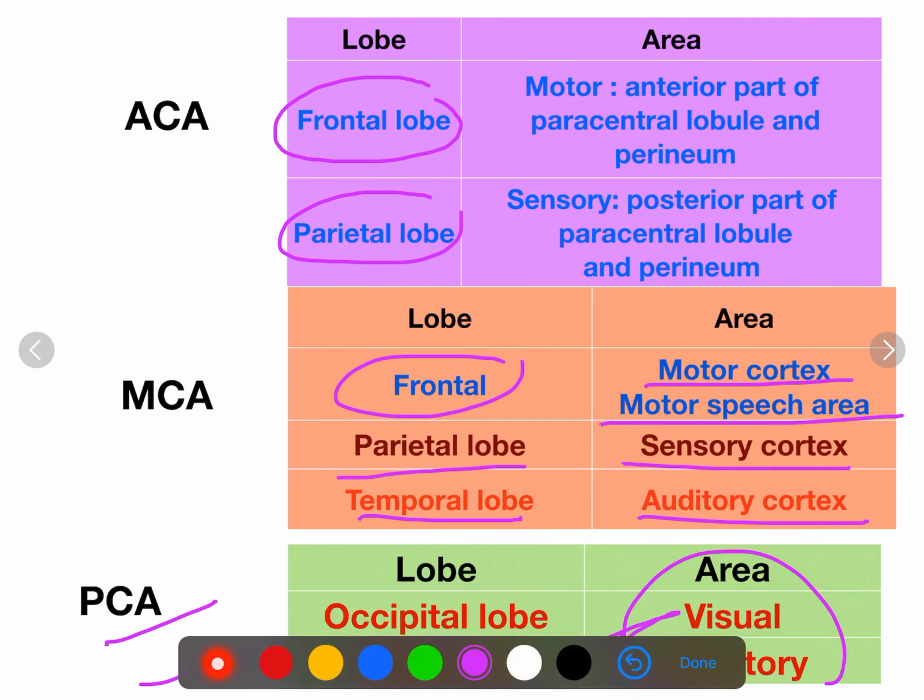So this is in short about the internal carotid artery and its branches, and the different branches, cortical and central branches, and the functional areas involved.